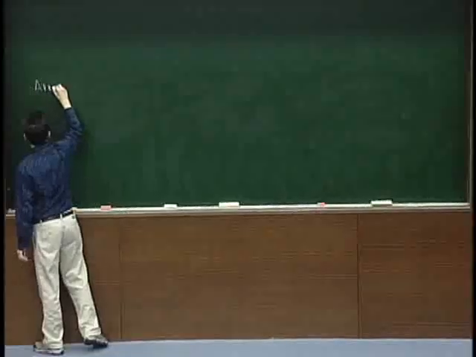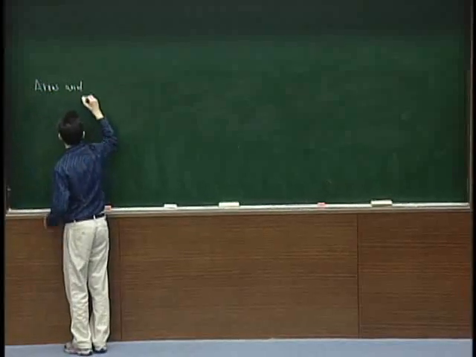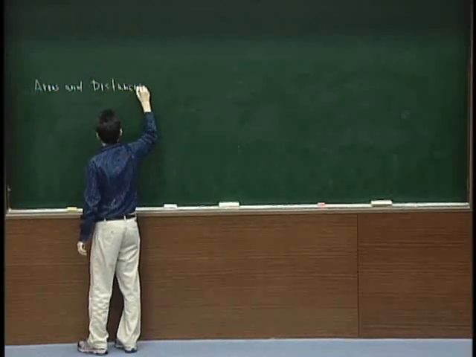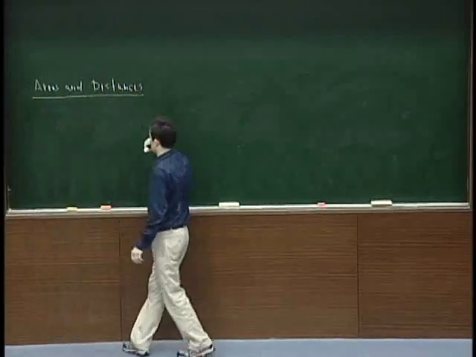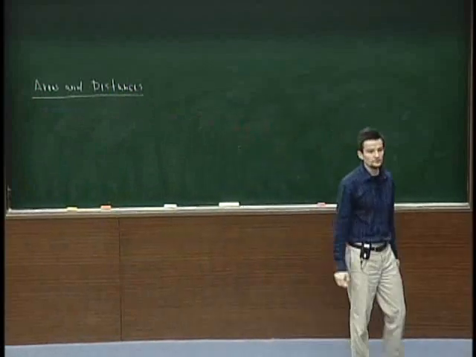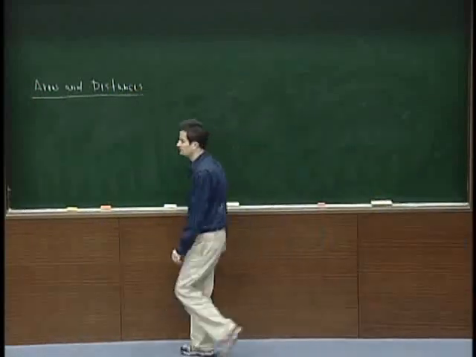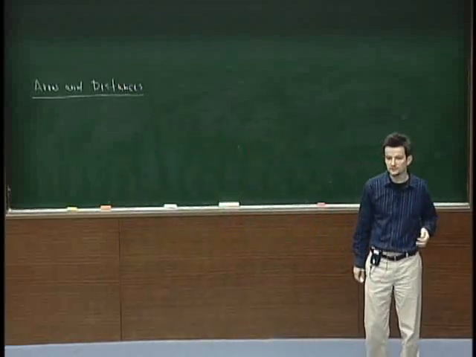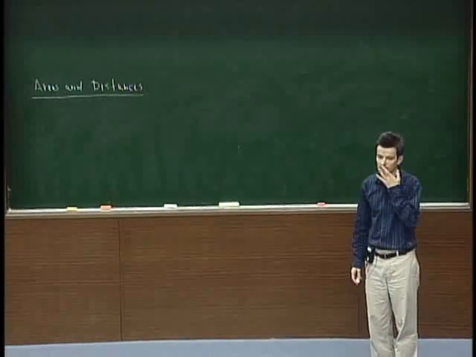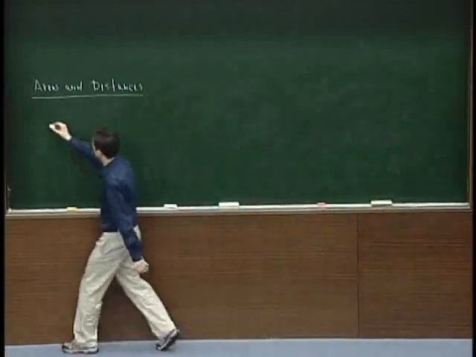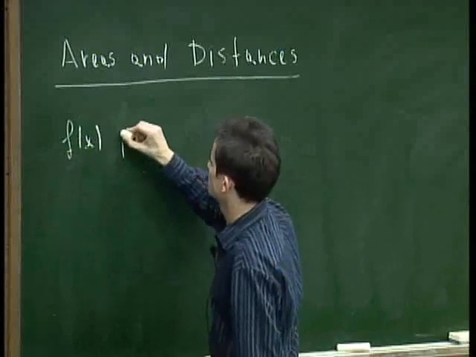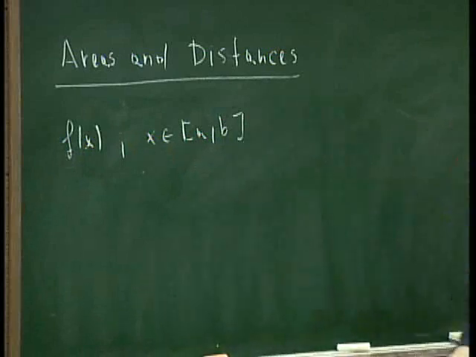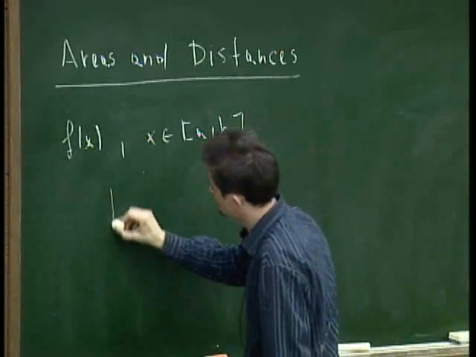I'm going to look at areas and distances. Now, what we are going to discuss in the sequel is we are interested in order to solve the area problem. The area problem is a problem which emerged in the 18th century, so a quite old problem. We have a given function f of x where x is, let's say, on some interval a, b. And the question actually is very easy.